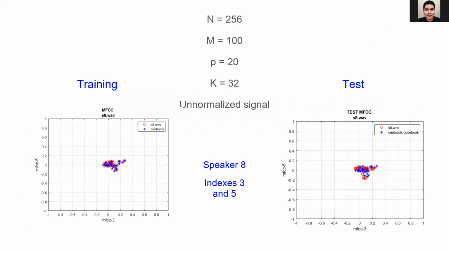In this slide, we see the results of the training and test using the same parameters, except that now we are using the original signal. In other words, we are skipping the normalization step of the data preprocessing stage. We realize that the clusters are now closer to each other. For speaker 8, we see the same indexes as before, MFCC number 3 and 5, from the training and test stages.